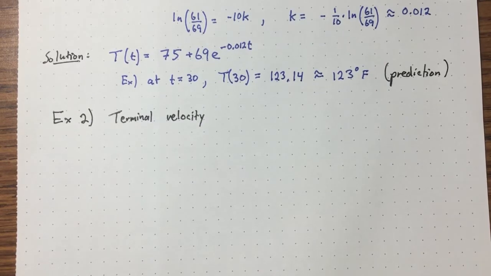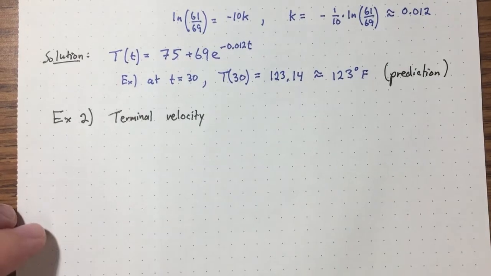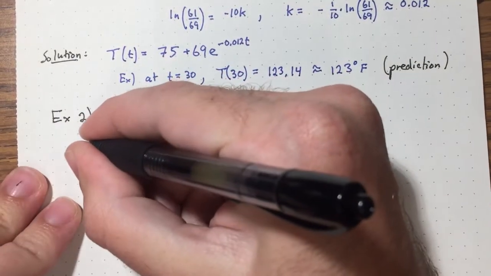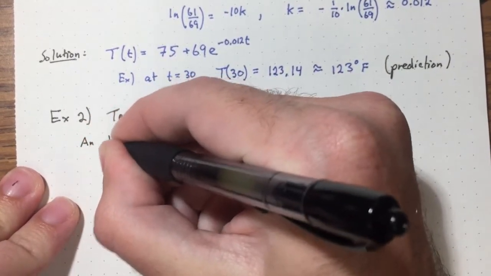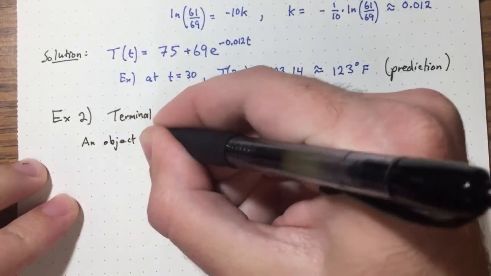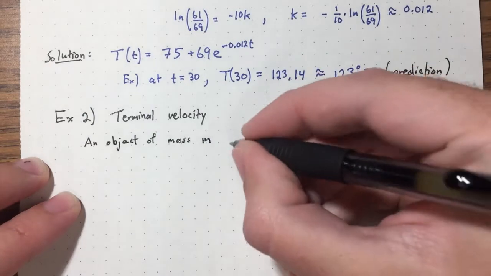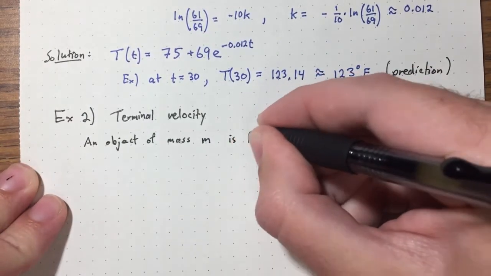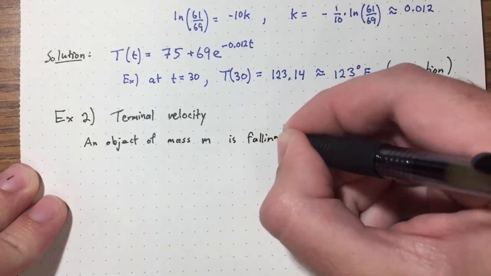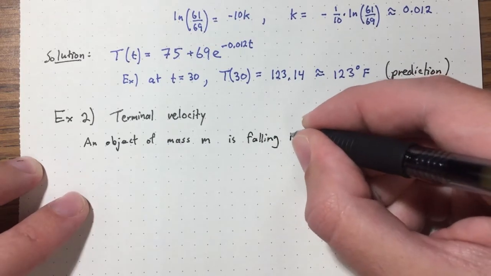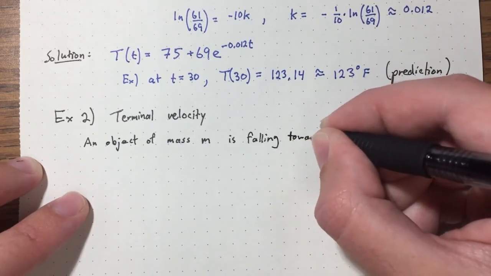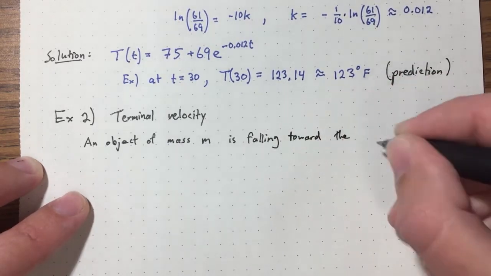Okay. So let's set up the problem. So let's say an object of mass m is falling toward the earth, or toward the ground.